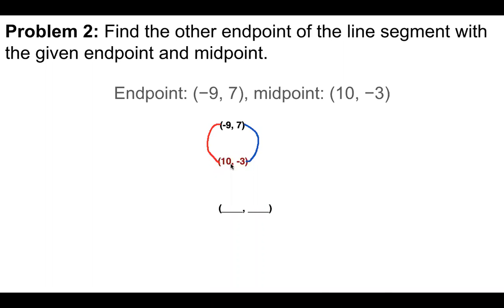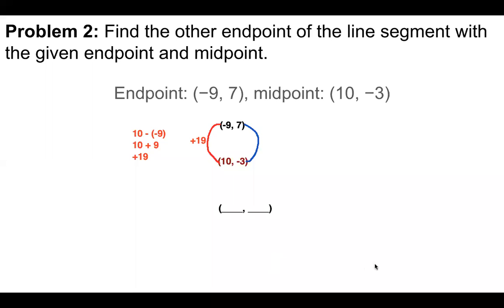What I'm going to add, again, I can do reverse subtraction. So I'm going to start with that 10, and I'm going to subtract the -9. Two negatives make a positive, so I have 10 plus 9, which is a positive 19 in that bridge.